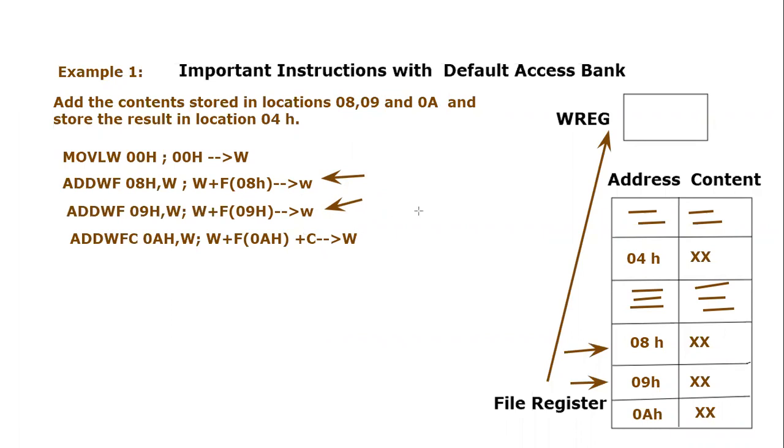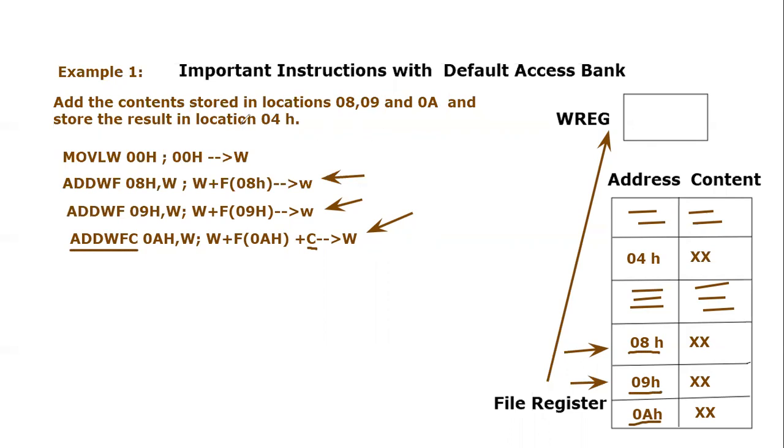So in the third operation we need to take care of this specific carry, and that is why we have used add with carry, right? So now our result is basically present in the working register, and all this information stored inside 08H, 09H, and 0AH has been added to the working register.